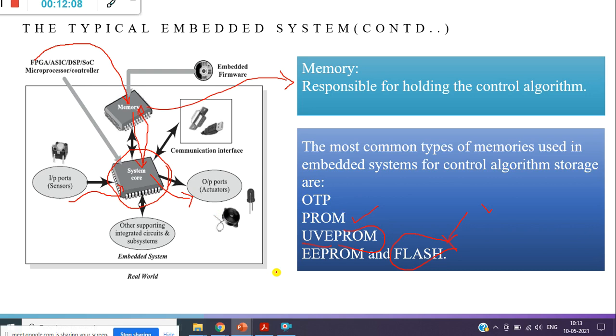See, this kind of SD card programming we will be using in Raspberry Pi. Raspberry Pi hardware has an SD card, and every time the Raspberry Pi will fetch the algorithm from the SD card itself. So these are the most common types of memories that we use in our embedded systems for the controlling algorithm. Okay.